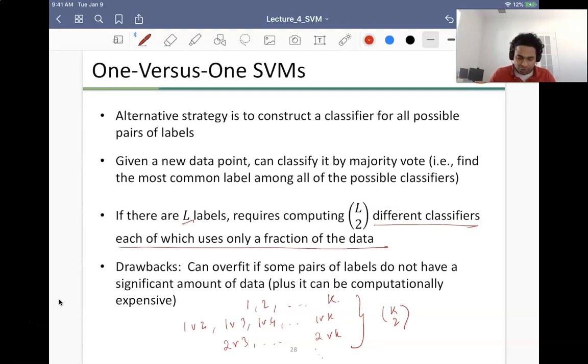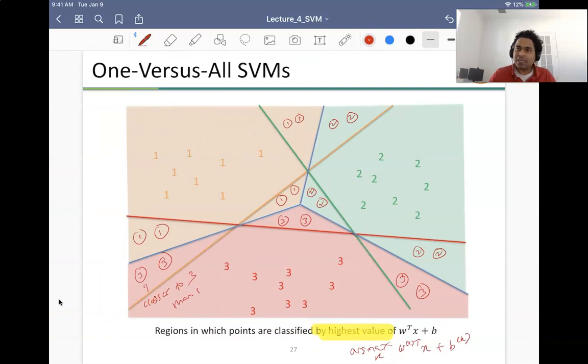So there are actually two drawbacks here. The first drawback is that we can have some overfitting, because we do not have a significant amount of data for each class. Imagine my total data set is of size n. I roughly have n per L instances per label on average, so I'm looking at 2n over L data points to get my classifier. So I'm looking at a significantly lesser amount of data, whereas over here I'm getting a much better picture because I'm looking at all the data points.